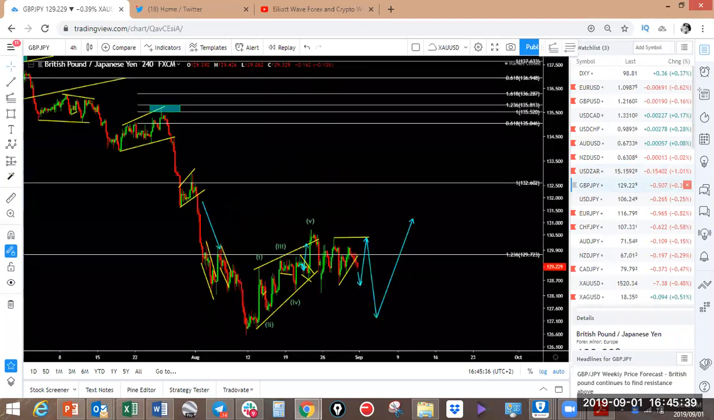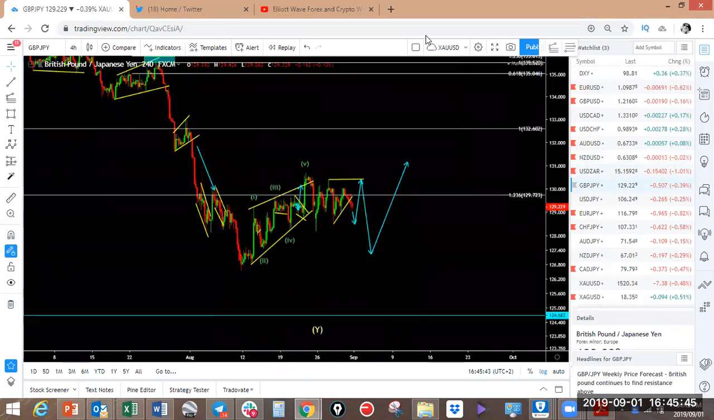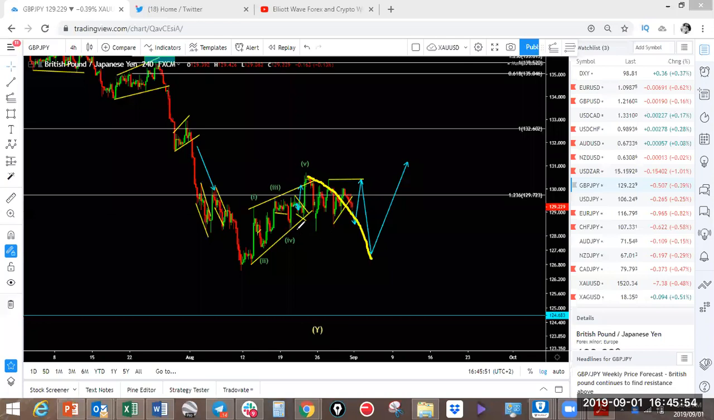Pound yen, we're still going to do all the pound pairs. So now pound yen, similar to pound US dollar, we're expecting this corrective structure to complete and push lower. As much as this is now coming down here, it is not aggressive, and it looks like it's still going to correct to the upside. Now we're looking at this to be a 1, a 2, a 3, a 4, and a 5 diagonal.